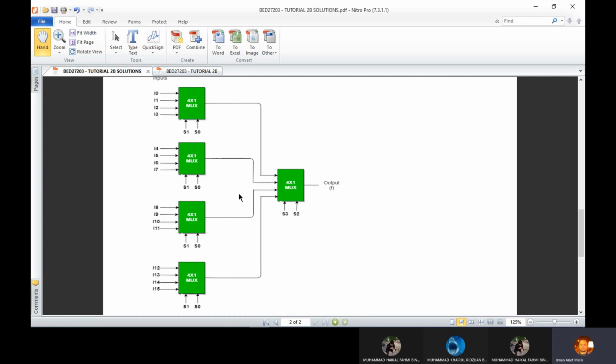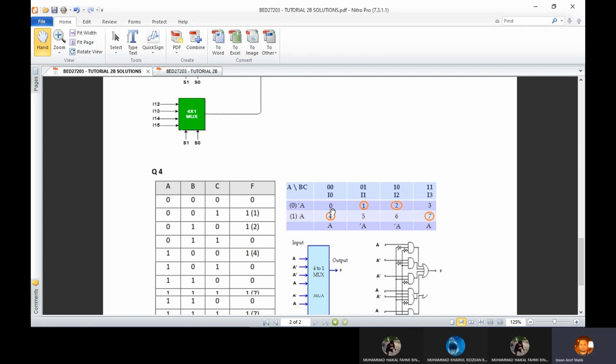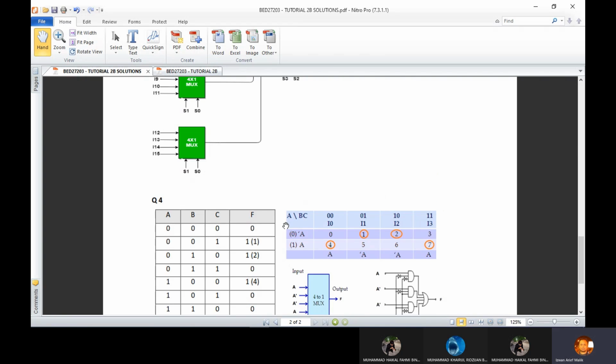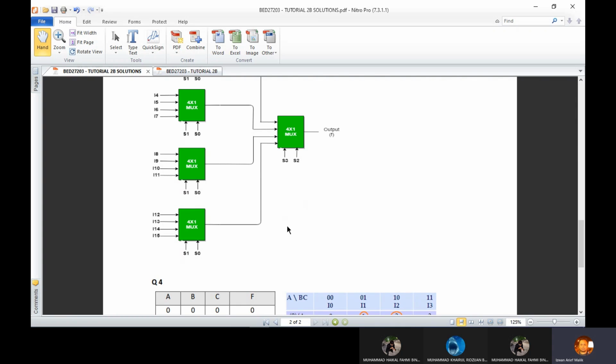Okay, same with the decoder. Last week we could combine 2 to 4 decoders to become 3 to 8 or 4 to 16. So it's the same way. Okay, so basically they are not multifunction, but they are expandable within themselves. We can extend them by using the same components.